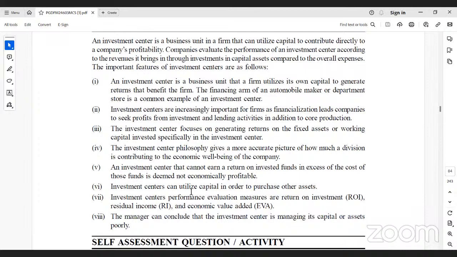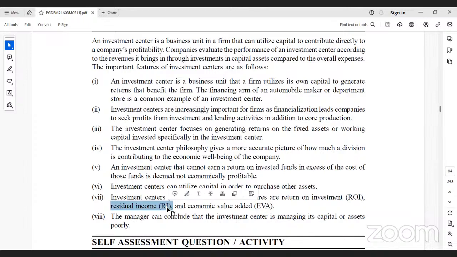Investment centers can utilize the capital in order to purchase other assets. The company employs its capital to purchase assets to earn returns. Investment center performance can be evaluated using these methods. The very important one is return on investment: how much amount the firm has invested, and how much amount they are getting in the form of return. The second one is residual income.